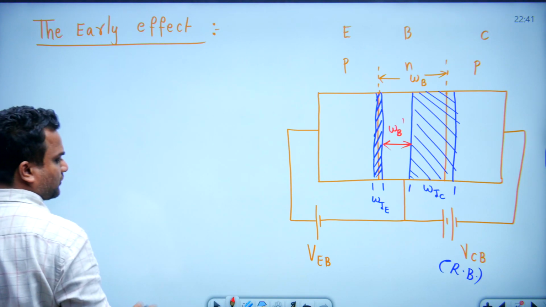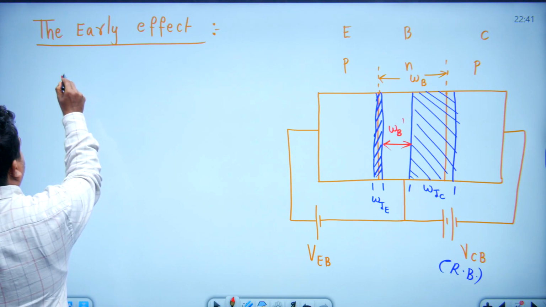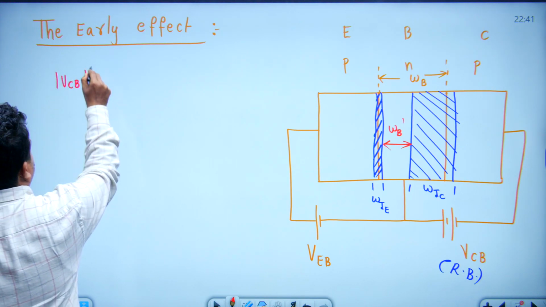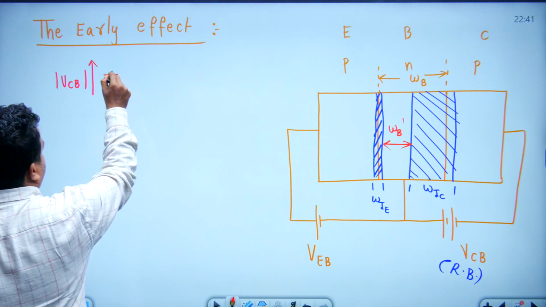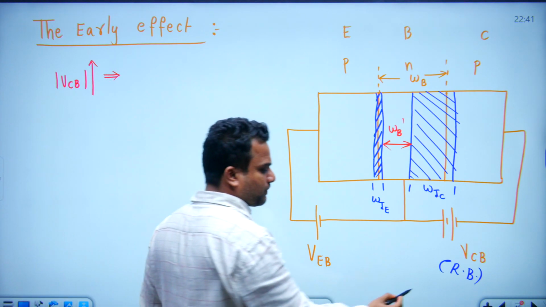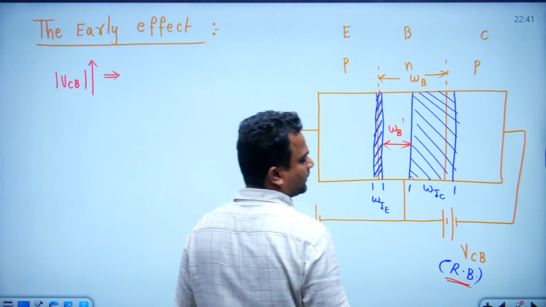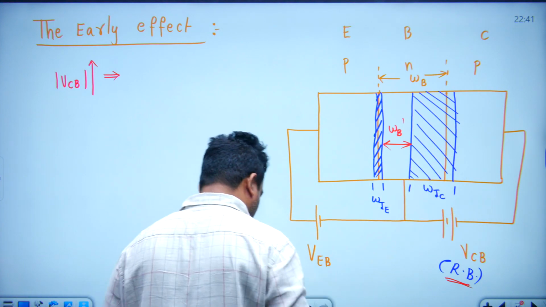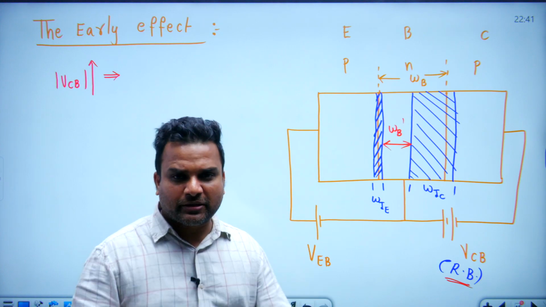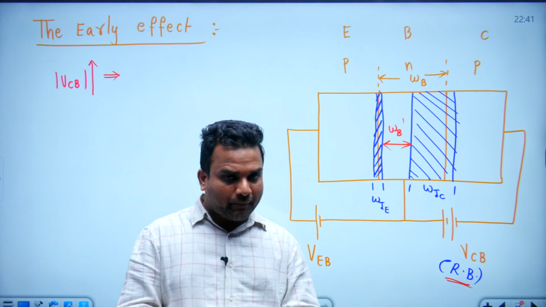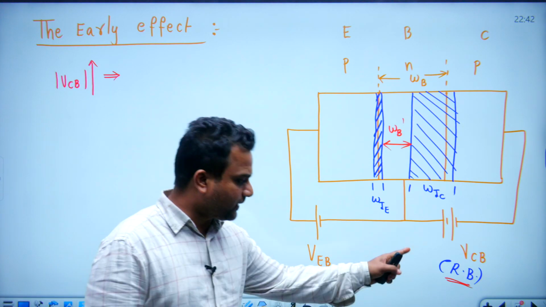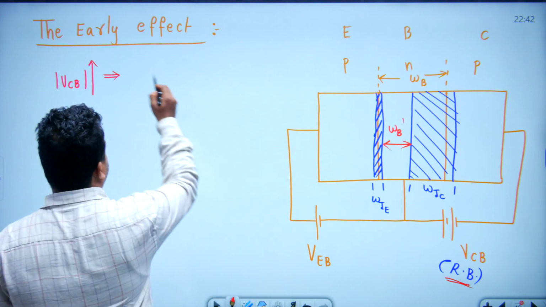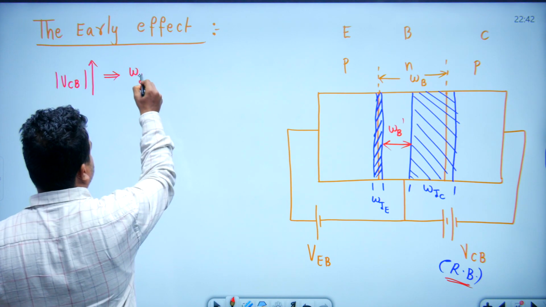Now guys, whenever we increase the magnitude of the collector base junction voltage, then definitely, as it is in the reverse bias, the depletion layer width across the junction increases, because we know in reverse bias depletion layer width increases, in forward bias it decreases. As it is in the reverse bias, as you increase VCB, WJC increases.